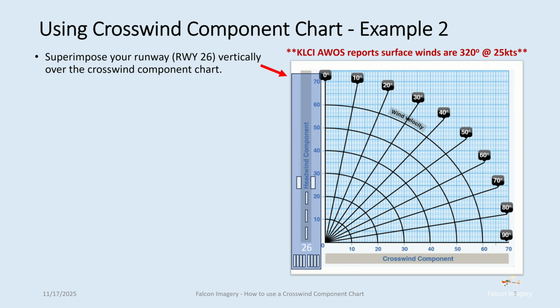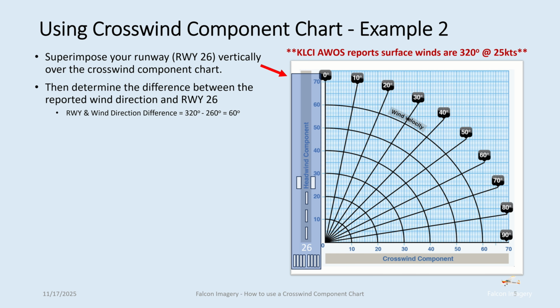Let's look at example 2. Again, let's superimpose runway 26 vertically over the crosswind component chart, and we'll note that the winds are 320 at 25 knots in this example. So we're going to take the difference between the reported winds and the runway heading that we plan to take off from, and 320 minus 260 is 60 degrees.